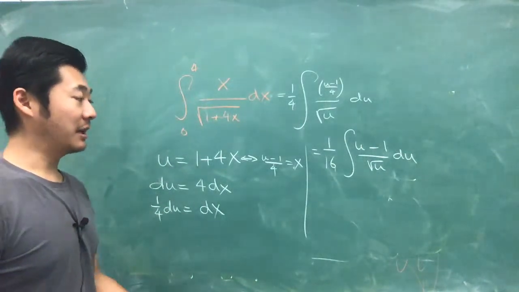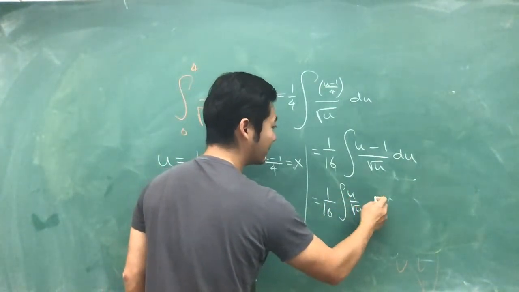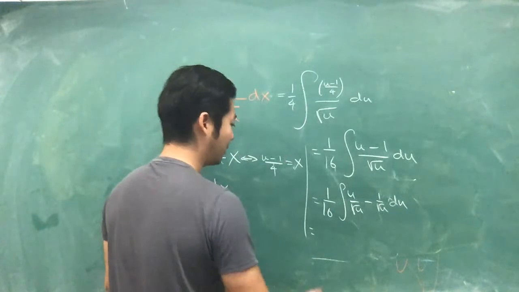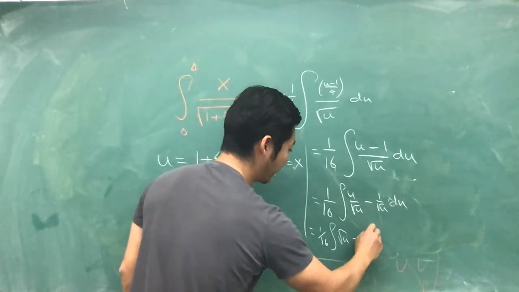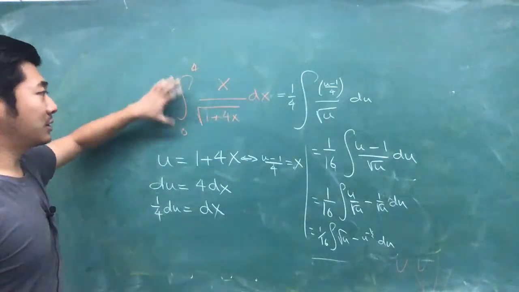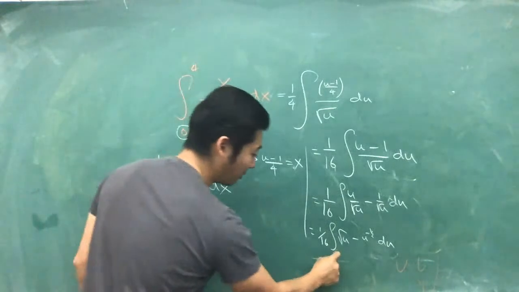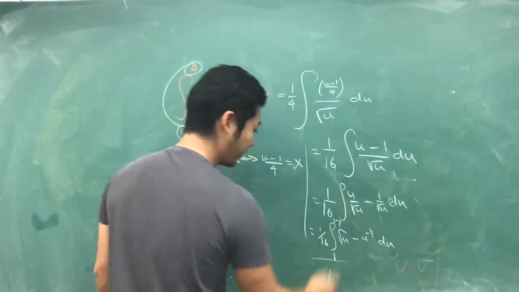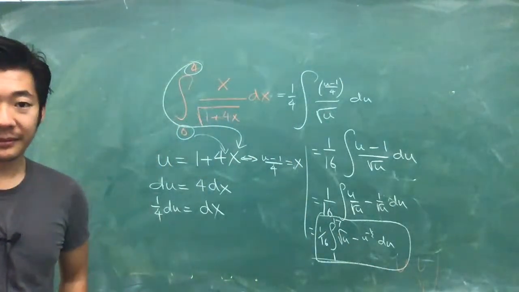Then we just do the same trick as the previous problem: you split it up into u over root u minus 1 over root u du. So you get 1 over 16 of root u minus u to the negative 1/2 du. I forgot to change the bounds, so let's do that right now. When x is 0, u is equal to 1. When x is 4, you get 16 plus 1, which is 17. So just find the antiderivative and plug it in, and you'll get the answer. Okay?